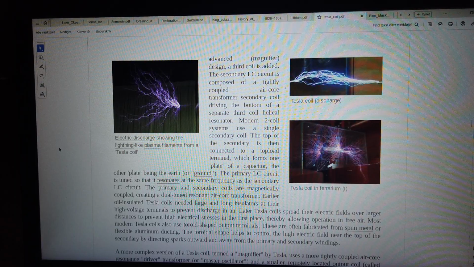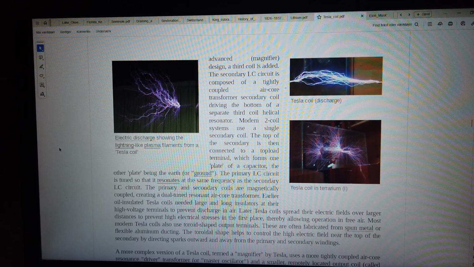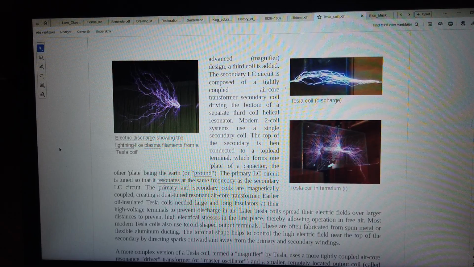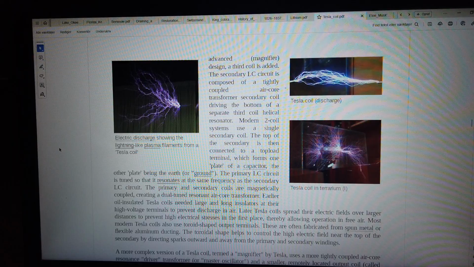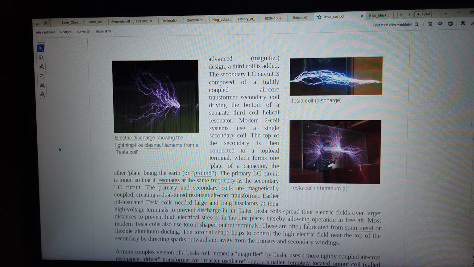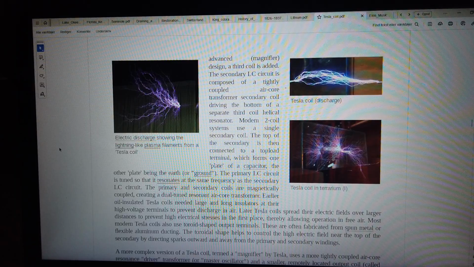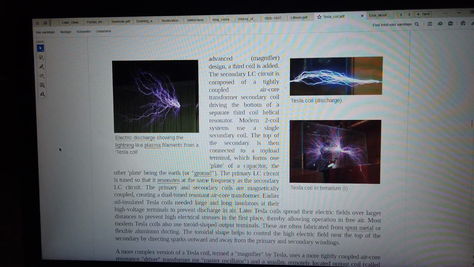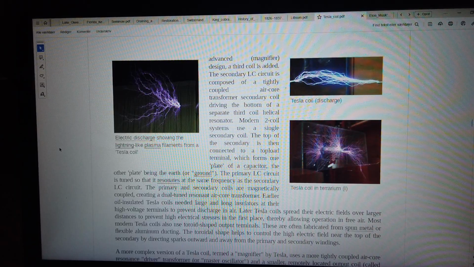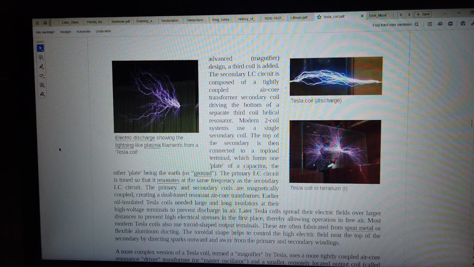Modern two-coil systems use a single secondary coil. The top of the secondary is then connected to a top-load terminal, which forms one plate of a capacitor, the other plate being the earth, or ground. The primary LC circuit is tuned so that it resonates at the same frequency as the secondary LC circuit. The primary and secondary coils are magnetically coupled, creating a dual-tuned resonant air core transformer.